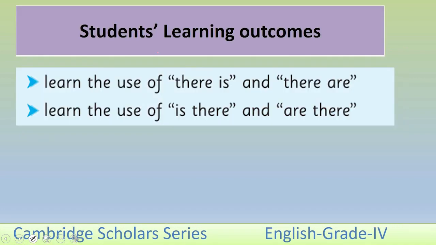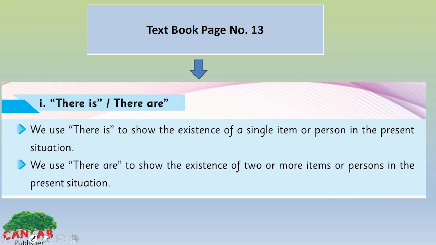SLOs of this lesson are: learn the use of there is and there are. Learn the use of is there and are there. Now look at the page number 13 in your textbook. We have a grammar section here. Look at the first section here. What it says. We will understand the concept of there is and there are in a sentence.